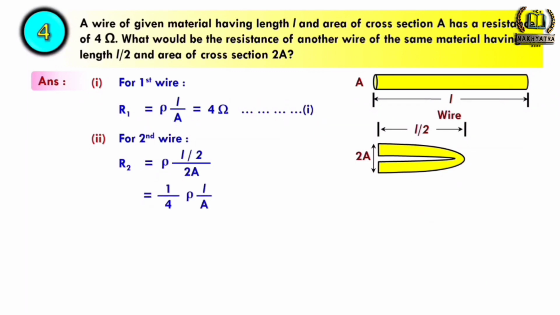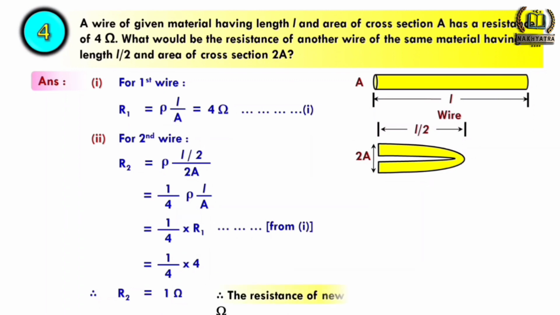So 1 by 4 into rho L by A. Now solve it, 1 by 4 into R1. Now see, we are replacing this rho into L by A by R1. And from where it is coming? It is coming from equation 1. Okay, so 1 by 4 into 4 equal to R2 equal to 1 ohm. Therefore, the resistance of new wire is 1 ohm.